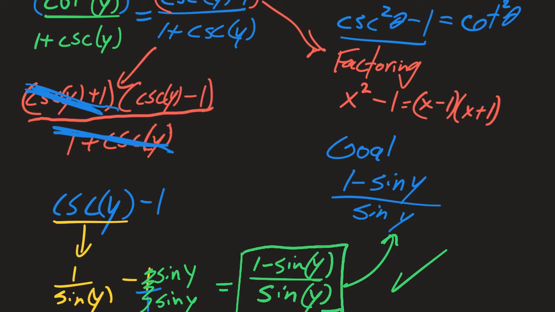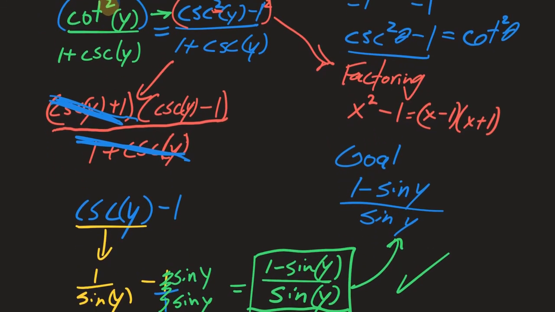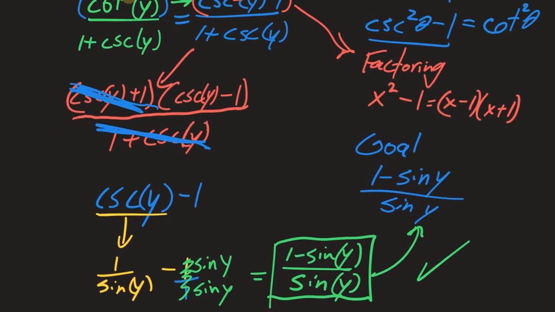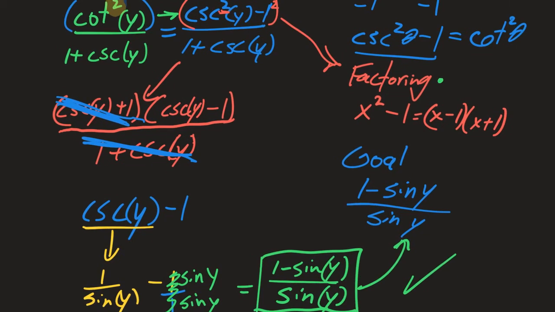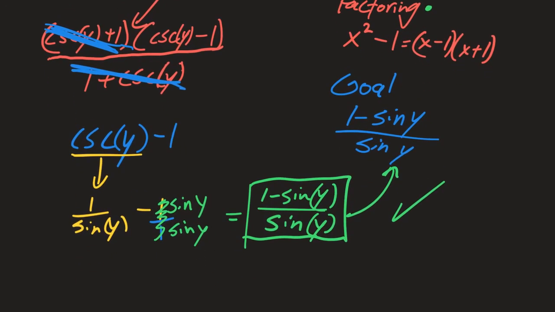So let's recap real quick what identities we did and what process we went through. We started out with the problem up at the top, and we changed cotangent into cosecant first, using this Pythagorean identity. Now, having done that, I saw a quadratic at the top and said, what if I factored that down? And by factoring this down, we got pieces that would cancel out with my denominator. I crossed those out, and I ended up with something a lot simpler looking that I could then change into sines to get to my end goal.